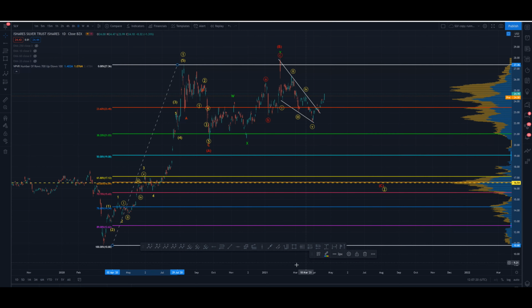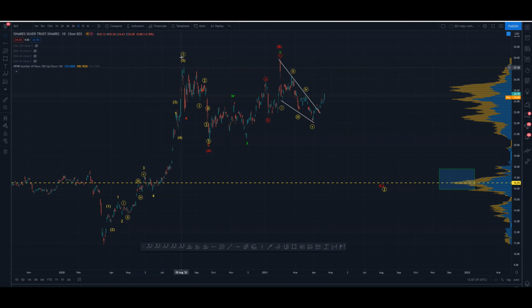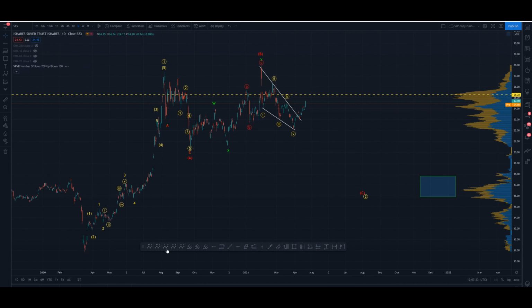Here's this little hump down here in the volume profile. Here's the 61.8 and 65 right around this point of control. So if we were bearish and we were still waiting for a wave 2 to complete before a gigantic wave 3 higher, then we would count this as a leading diagonal.